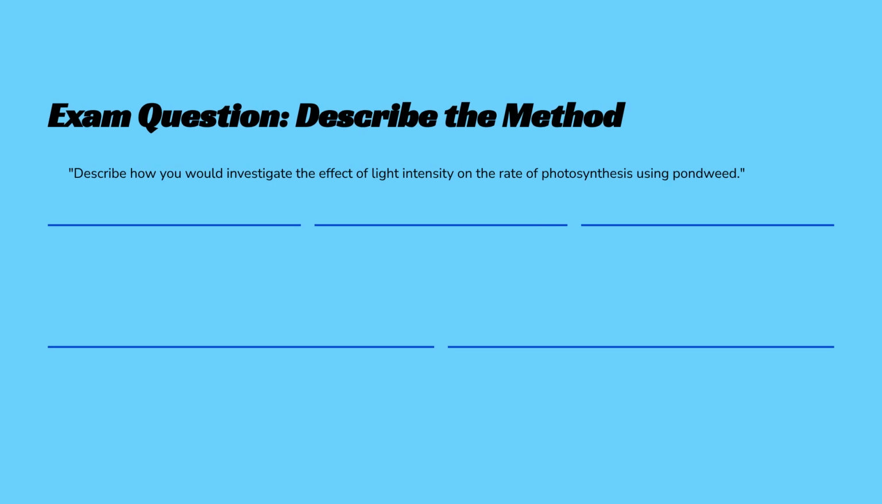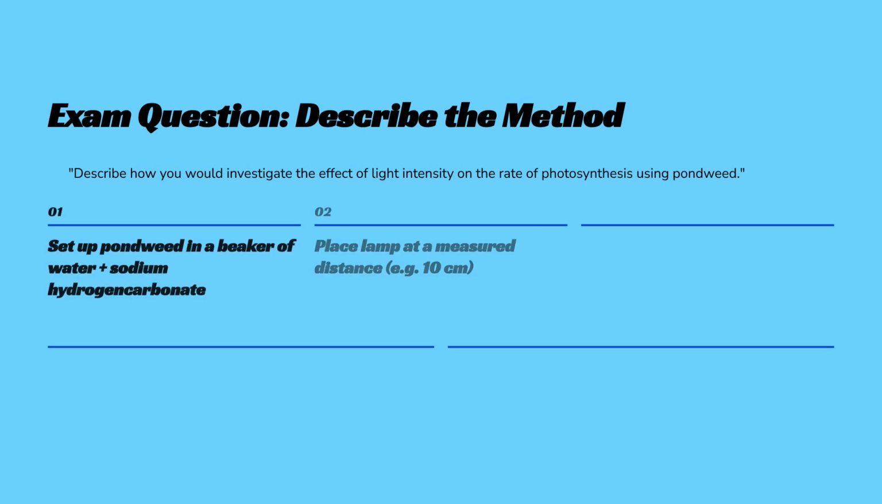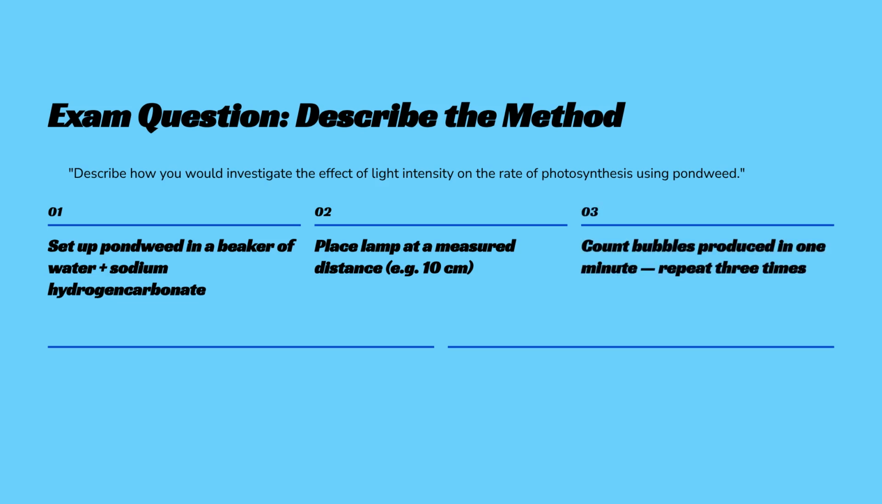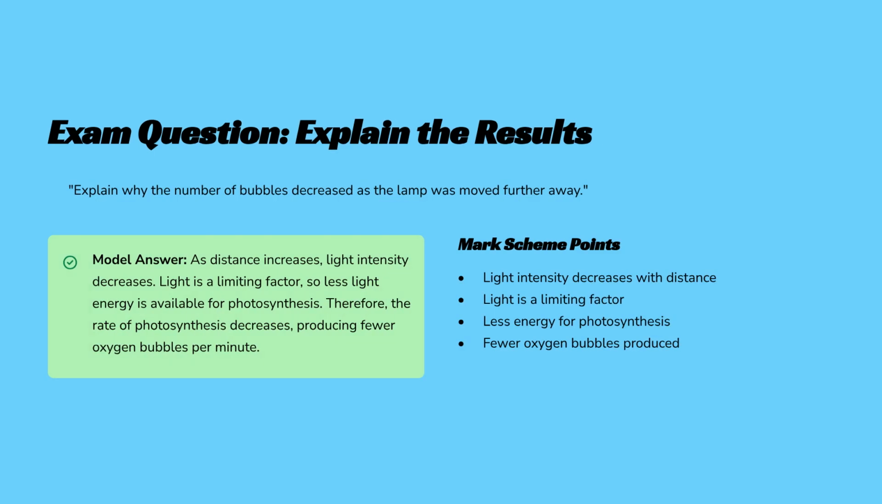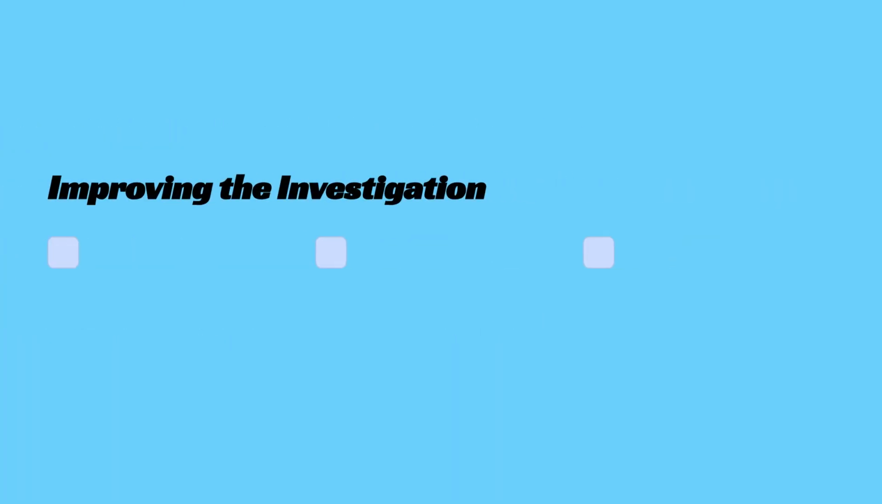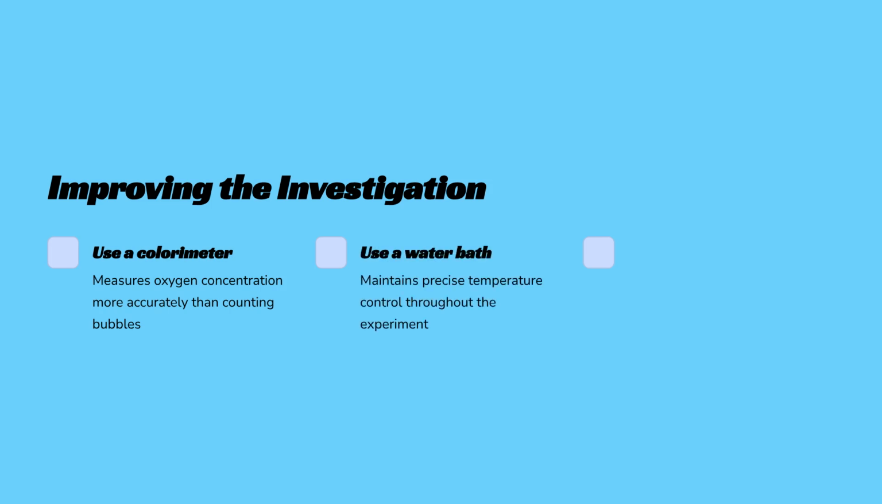The method description must be a step-by-step process. Set up the pondweed, place the lamp, count and repeat the bubble count, move the lamp to subsequent distances, and calculate the mean. When explaining results, link the distance change to light intensity, state that light is a limiting factor, explain how this affects available energy, and finally, connect it to the rate and number of oxygen bubbles produced. Improvements can include using a colorimeter for more accurate oxygen measurement, a water bath for precise temperature control, and more distances to gather more reliable data points.